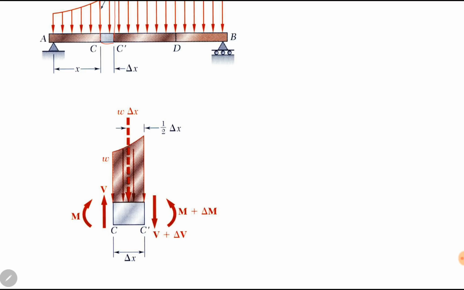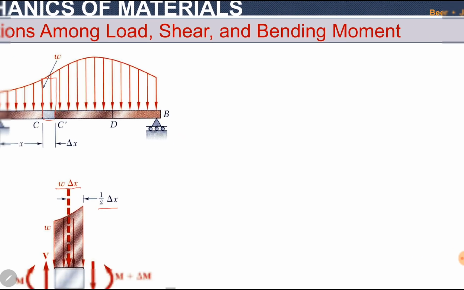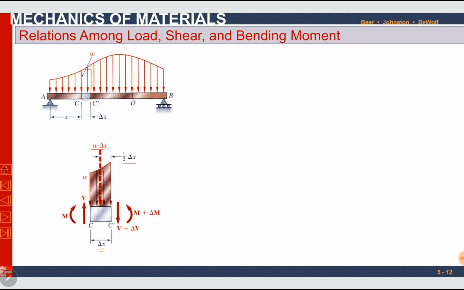If we replace this uniform distribution with a concentrated load, it will be load into length delta x, so it becomes W delta x, the concentrated load, and it acts at the centroid of the rectangle, which is half of delta x. Now I want to draw a relationship between load and shear force. I will apply equations of equilibrium on this free body diagram. For the relationship between load and shear force, I will consider summation of forces in y direction equal to 0.